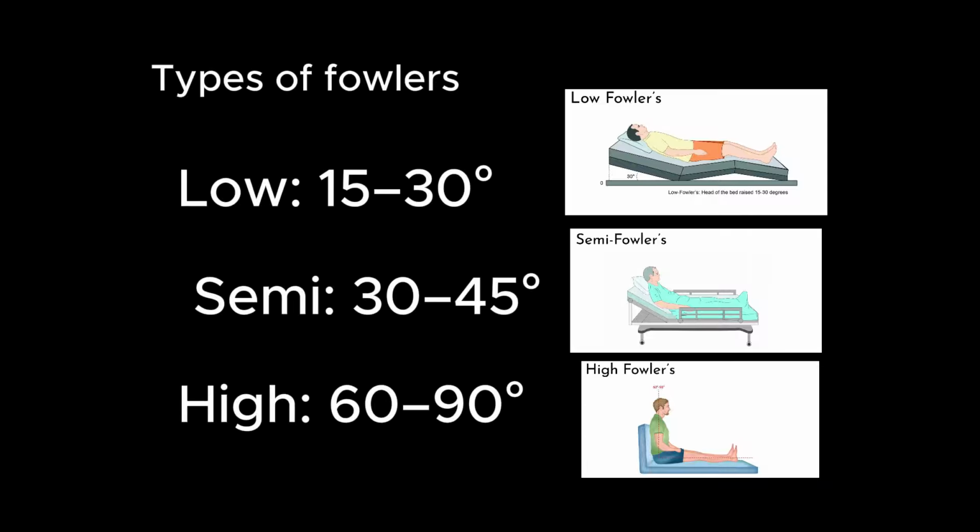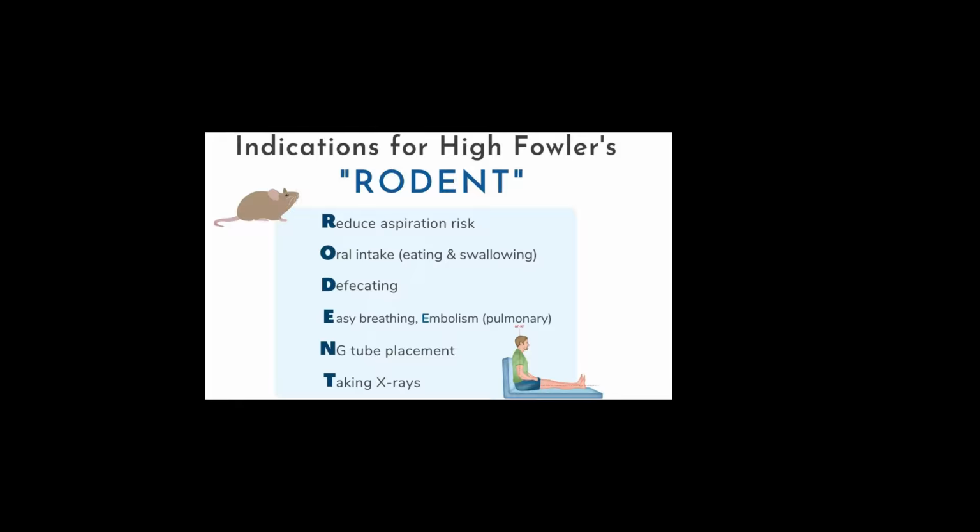So then let's move on to talk about the indications. What are the indications for high Fowler's position? Now, one of the indications for high Fowler's position is to reduce aspiration risk. Of course, when the head of the bed is elevated at an angle of 90, it means that aspiration has been reduced. It is also used for oral intake, that is eating and swallowing. It facilitates feeding and swallowing.